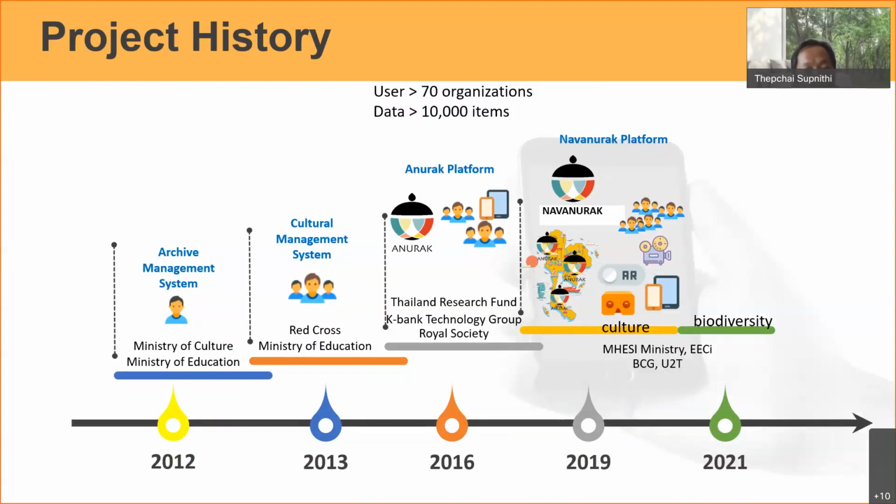And after that, we thought that we needed to extend to other localities. Then we developed the platform that we call the UNRAC platform, based on the Thailand Research Fund and other banking and Royal Society. And nowadays it has moved to our current work that we call the Nawanurak platform. We started from culture, but from now on, we mix culture and biodiversity.